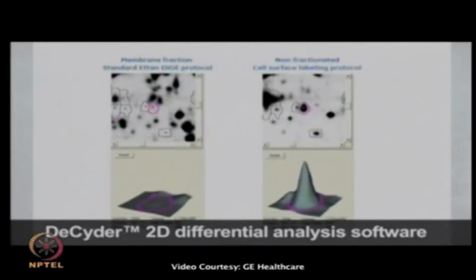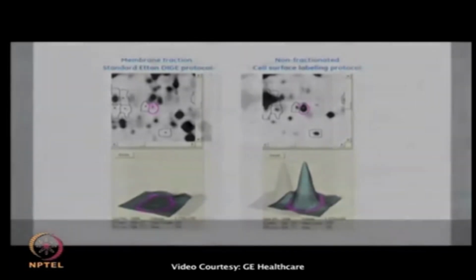Over 80 novel membrane proteins were detected using the cell surface protocol that were not detected with the standard Ettan DIGE protocol. For finding the identity of the proteins in the preparative gel, it was necessary to spike with a cell surface sample to facilitate matching back to the spots on the analytical dataset.